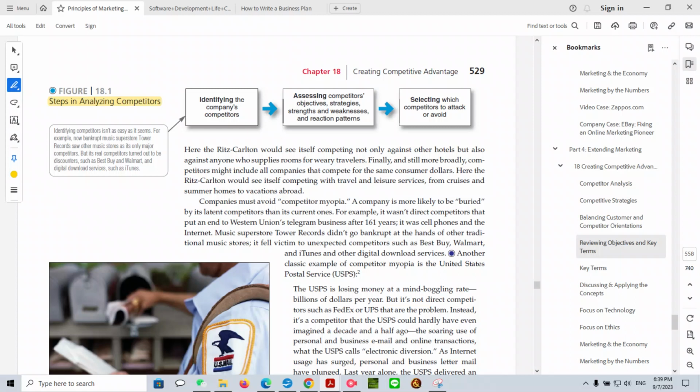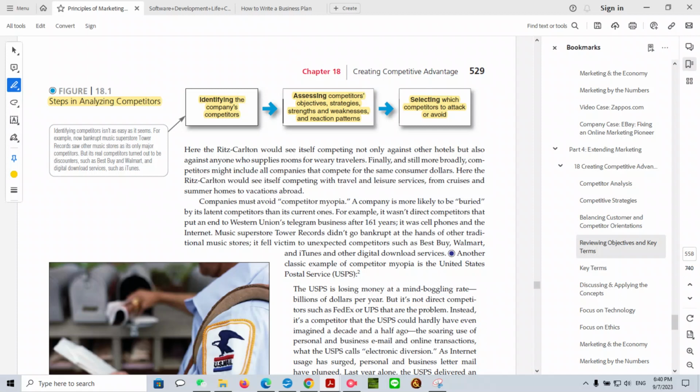Now, when we want to analyze competitors, there are three main steps we need to consider. Number one, we need to identify the company's competitors. So first, when we analyze the competitors, we need to find out who are the competitors, which is identifying the company's competitors. In other words, who are your competitors? Number two, we need to assess the competitors' objectives, strategies, strengths, weaknesses, and reaction patterns.